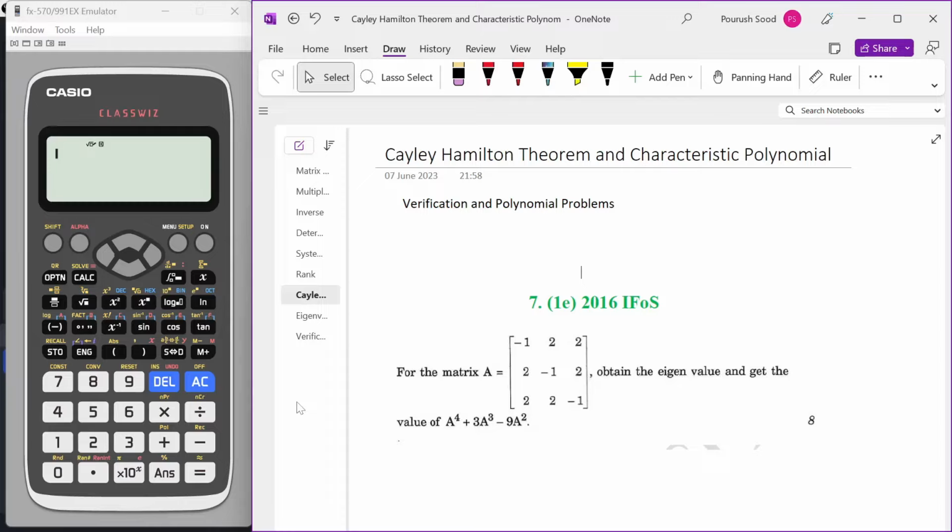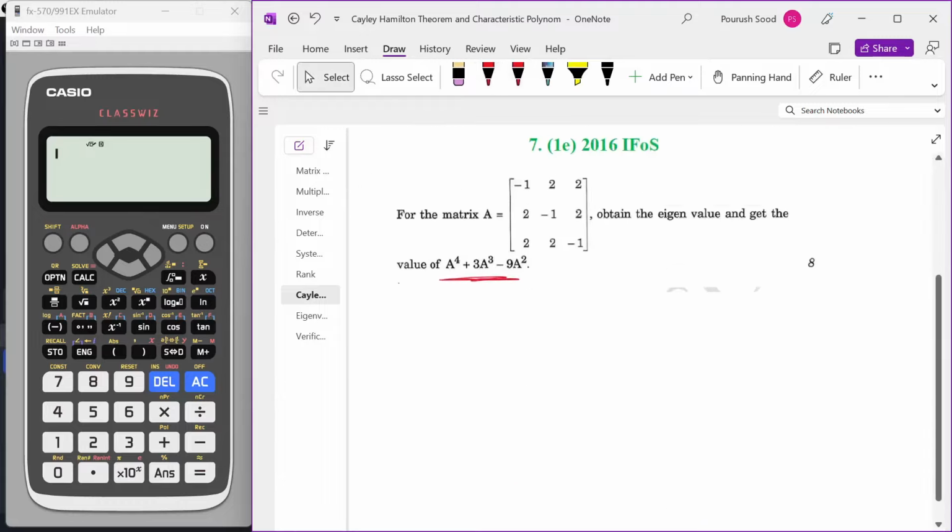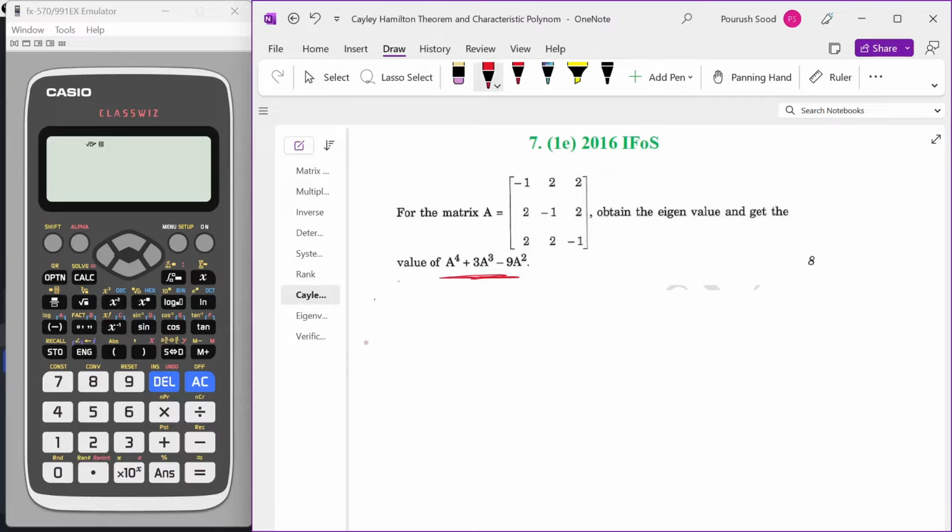Now let's come to the Cayley-Hamilton theorem and characteristic polynomial. Now the mode cannot directly be used to calculate the characteristic polynomial, but it can definitely be used to verify and calculate eigenvalues as well. So for example, in this question, for this matrix, we're asked to obtain the eigenvalues and the value of this function. So how we obtain eigenvalues is, firstly, we need to find the solution to this, right?